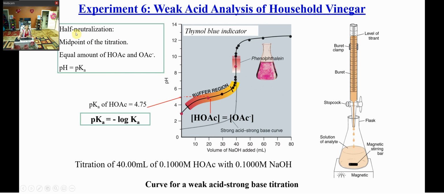Again, in this lab you are going to learn something called half neutralization. At half neutralization, you have these two key points. Number one, the amount of acetic acid is the same as the amount of your acetate, and number two, your pH is the same as pKa.